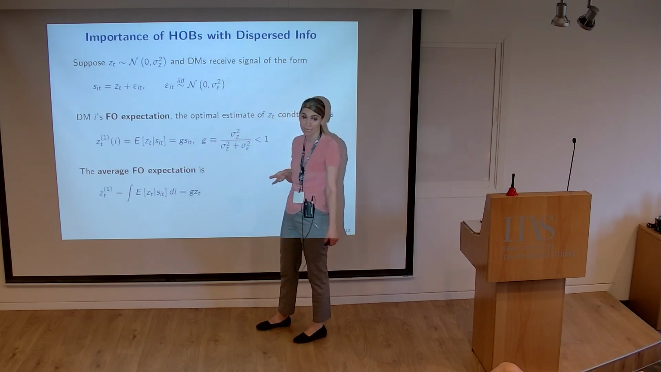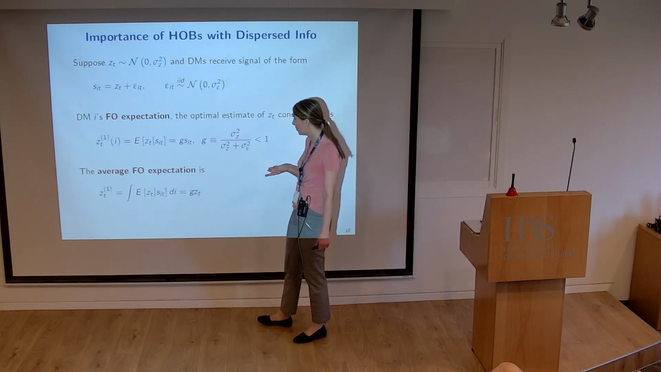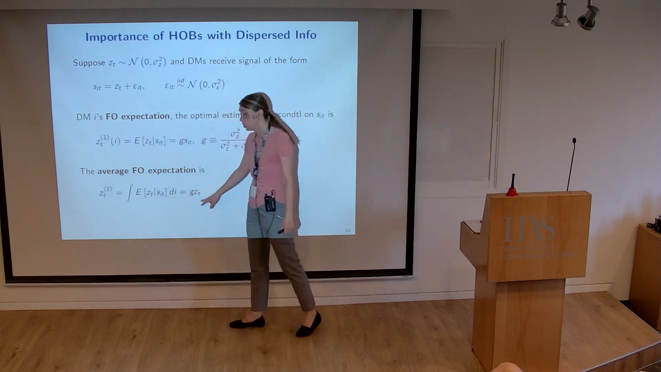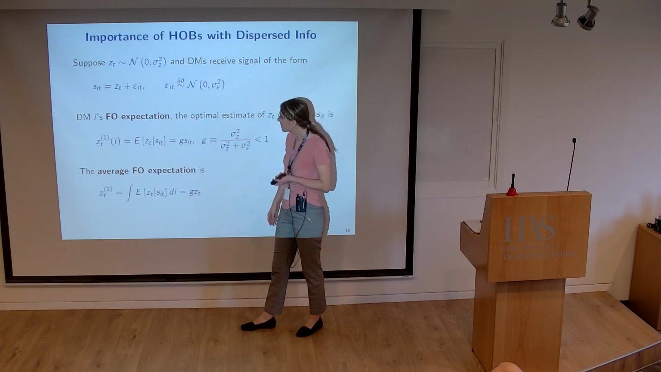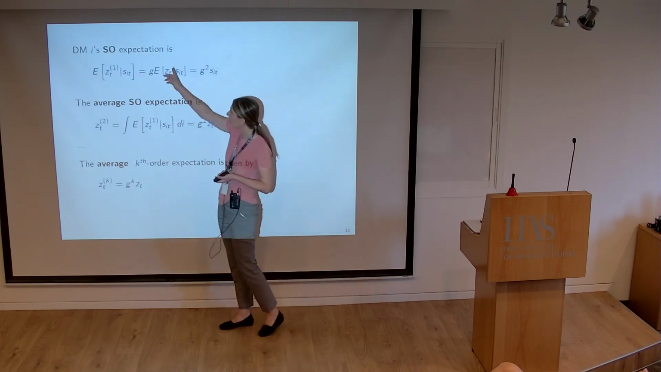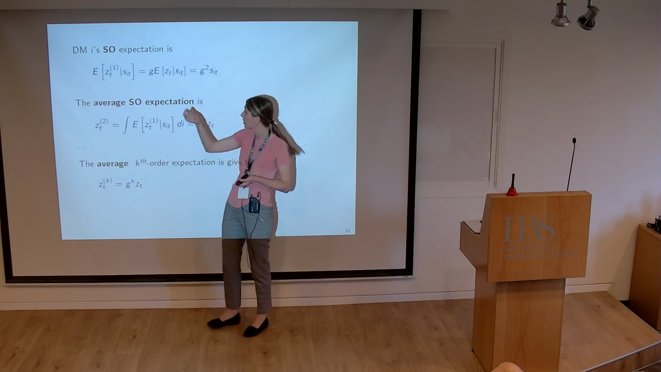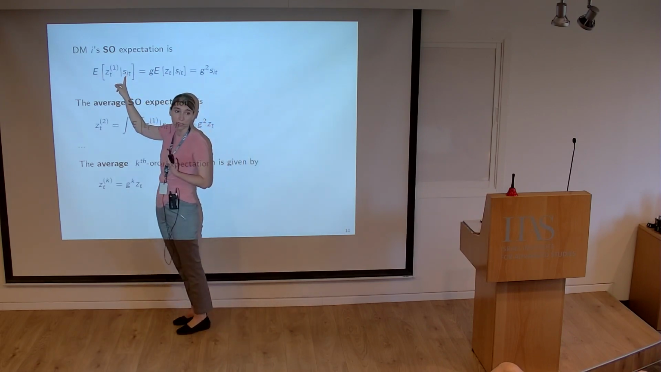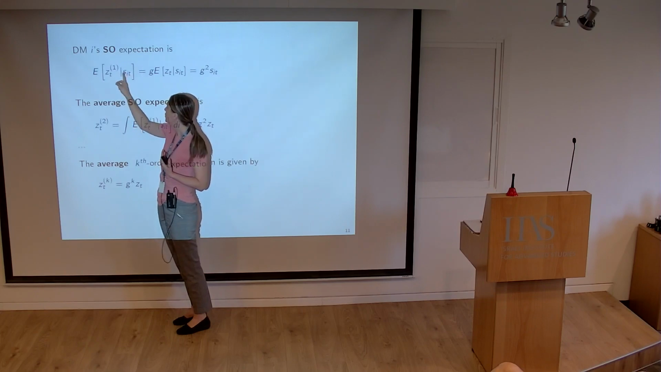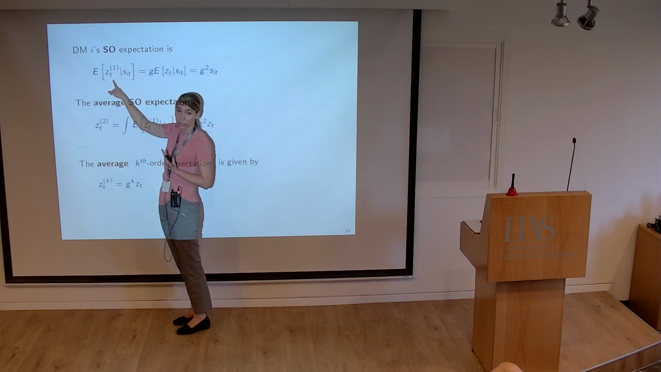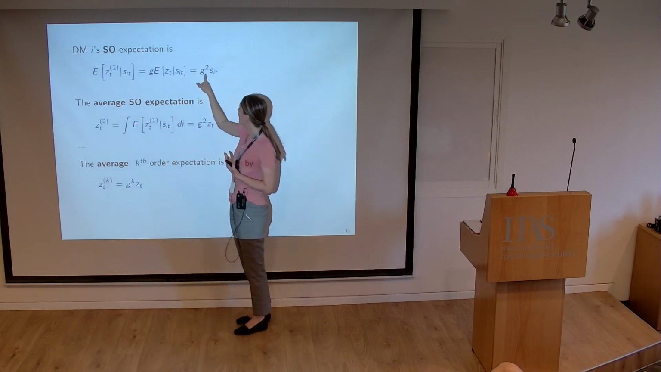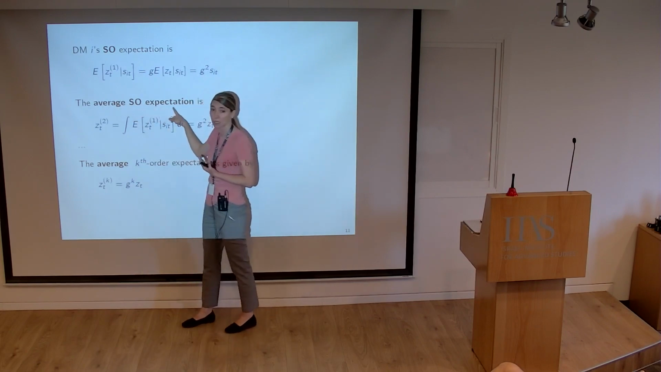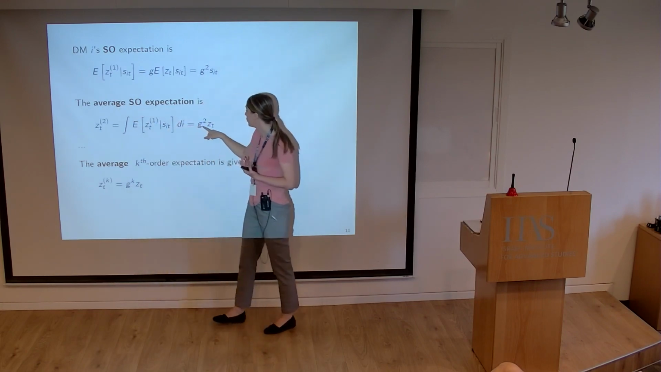And then I can integrate over all the people in the economy, over all the signals, and I can get that the average first order expectation is just G times Z_t. Okay? And in this way I can keep going, so I can compute the second order expectation of a particular decision maker. That's going to be this decision maker's belief conditional on the signal he or she received, so this decision maker's belief about the first order average expectation. That's going to be G squared times the signal. I can again integrate that to get the average second order expectation. That's going to be G squared times Z_t.